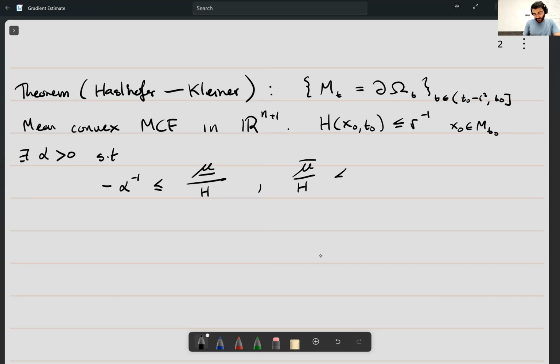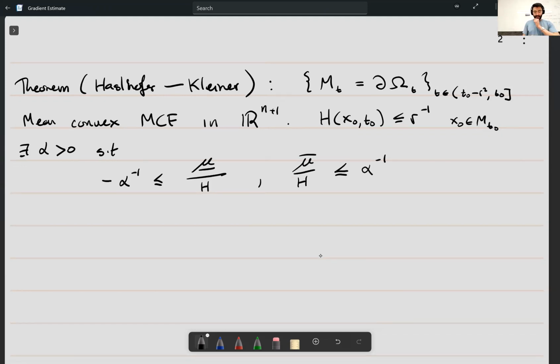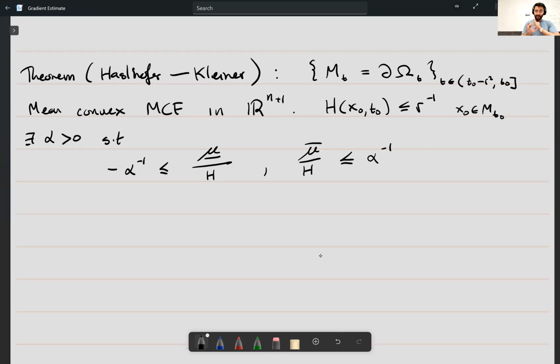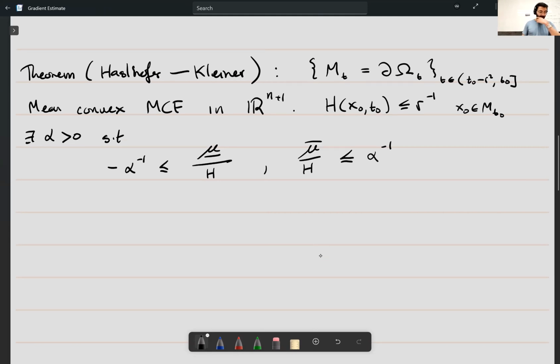Right? We have these two-sided curvature bounds. This is saying that at every point in M, there is a ball in the exterior of radius alpha divided by h. So when h is big, you expect it to be small. Yep, alpha divided by h. And this one is saying the same thing in the interior: there is a ball of radius alpha divided by h. Right? And by the previous results, we know that this is preserved along mean curvature flow.